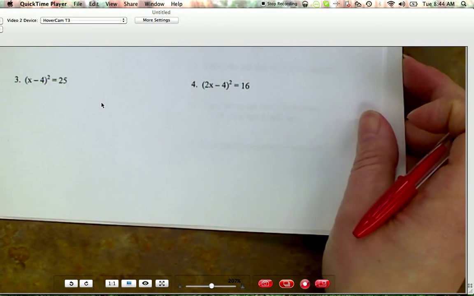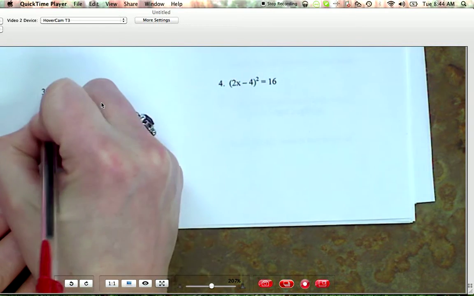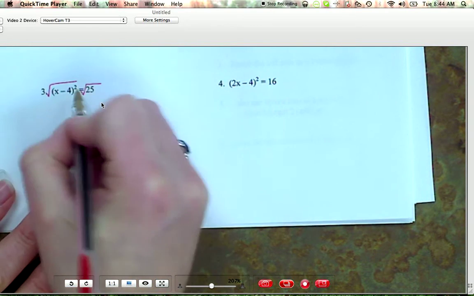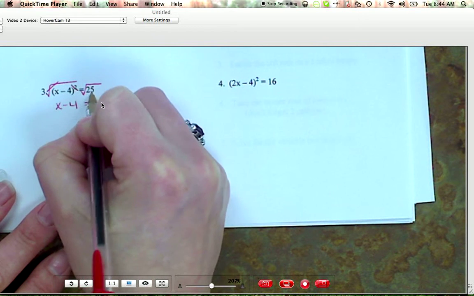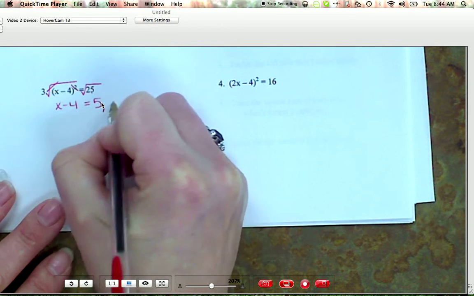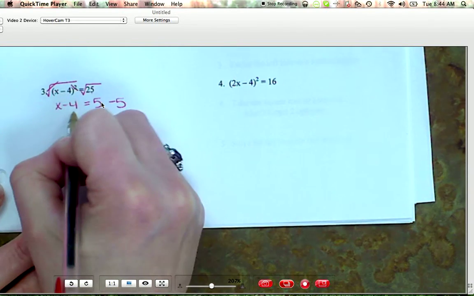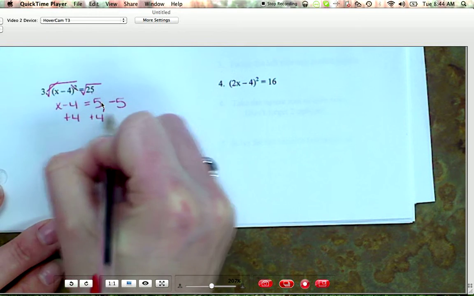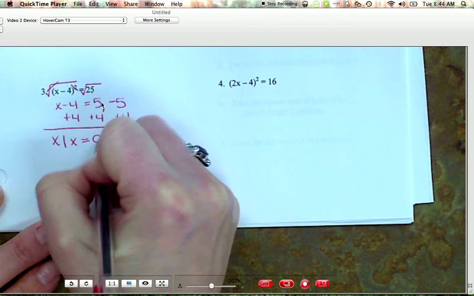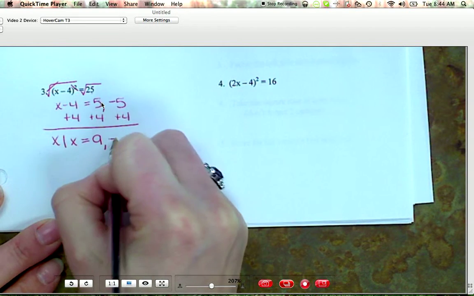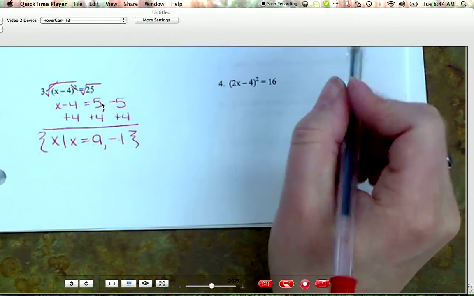And then the last two, number 3 and number 4, we continue to do the same thing. We take the square root here on this side and the square root of this side. The square and the square root cancel. We get x minus 4 equals the square root of 25, which is going to be 5 and negative 5. We have to solve for x, so we add 4, and we get x such that x equals 5 plus 4, which is 9, negative 5 plus 4, which is negative 1. 2 totally different answers, just like we did in number 2.